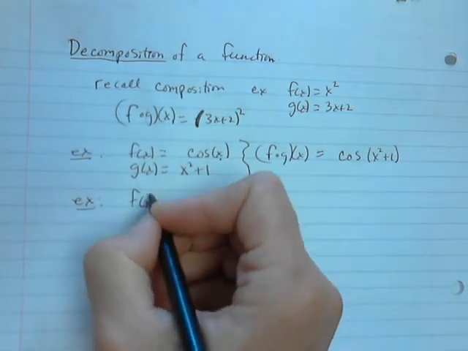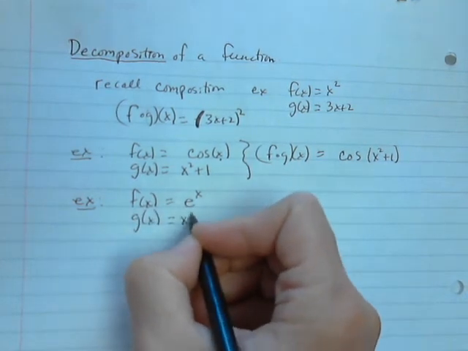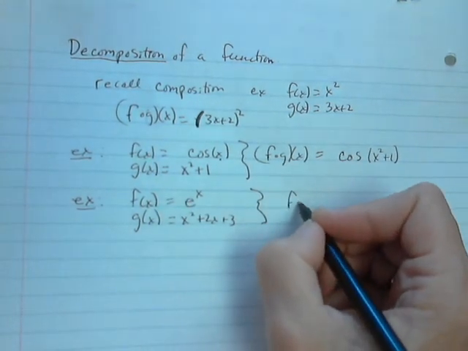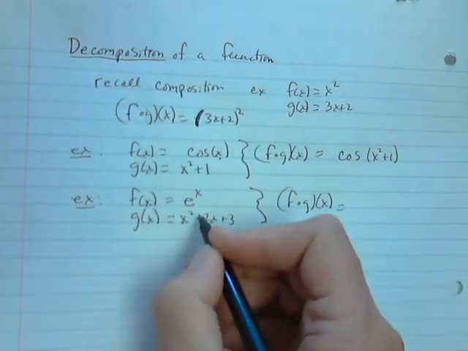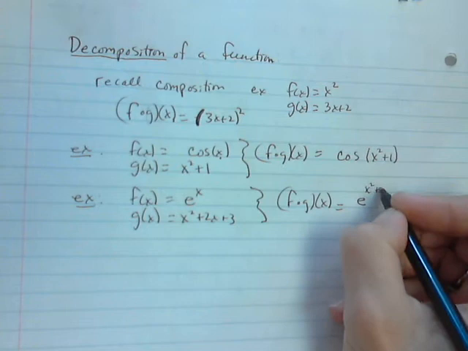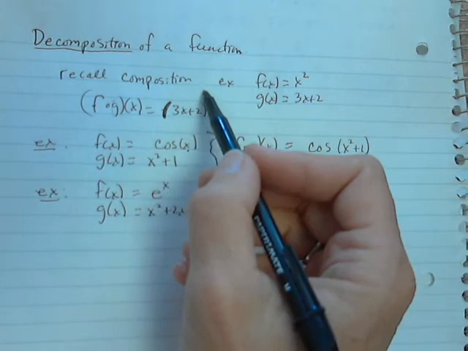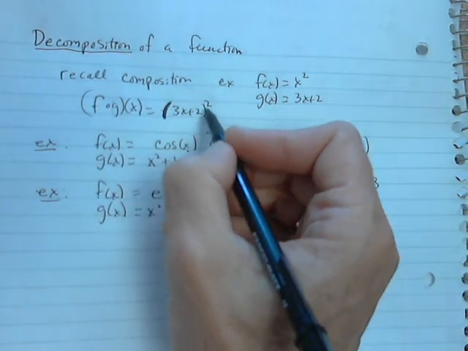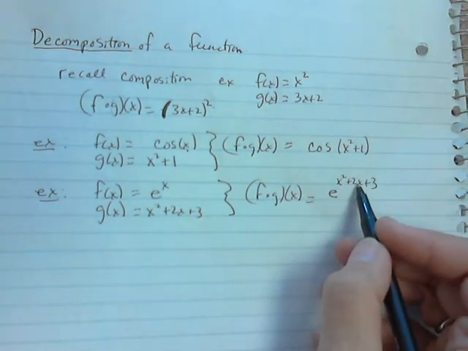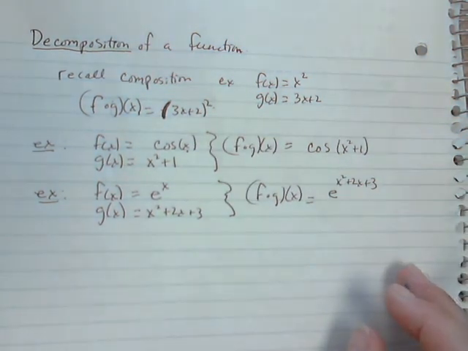And one additional example, we'll say f of x is equal to e to the x, and g of x is equal to x squared plus 2x plus 3. And if I wanted to put those together as f of g of x, I'd take x squared plus 2x plus 3 and plug it in for that x, and I'd get e to the x squared plus 2x plus 3. So what our job is going to be is to take this composed function like 3x plus 2 squared, cosine of x squared plus 1, or e to the x squared plus 2x plus 3. We're going to be given those functions and we're going to be asked to decompose them.